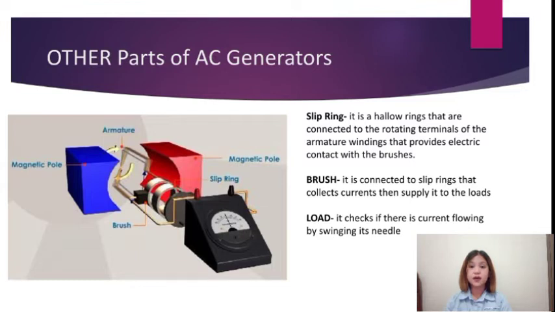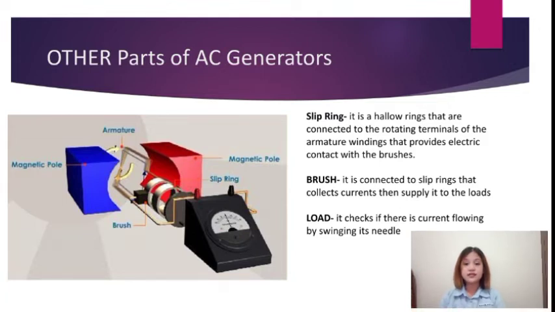It consists of two parts, the S1 and the S2. Brush, it is connected to the slip rings that collects currents then supply it to the load. It also consists of the brush 1 and brush 2. And then there are the loads.